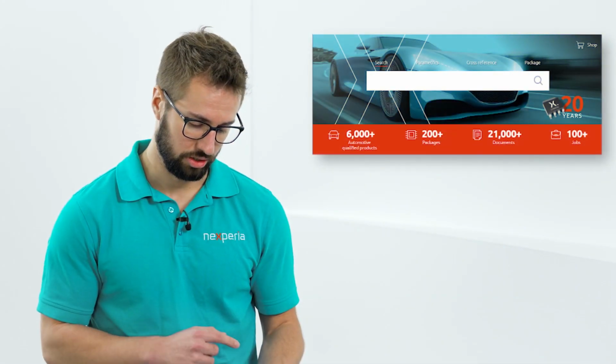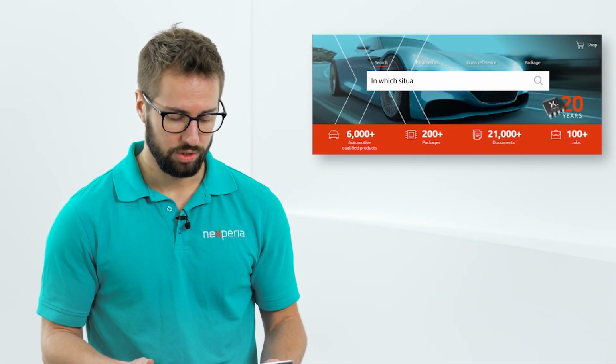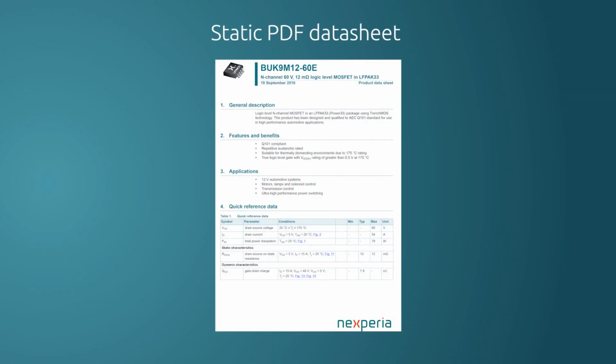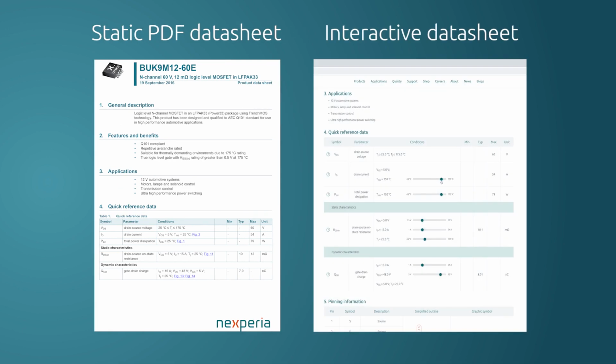So the first question is, in which situations should I use PDF datasheets and in which situations should I use interactive datasheets? So we offer two types of datasheets. One is the static version or the classic version, and the other one is the interactive datasheet version.